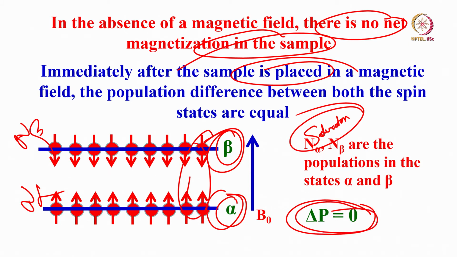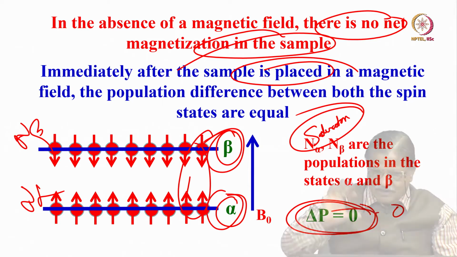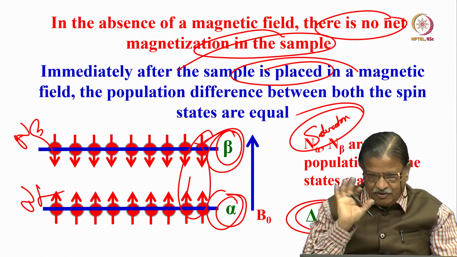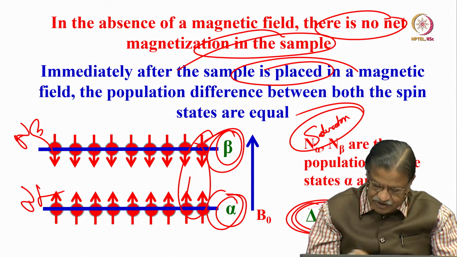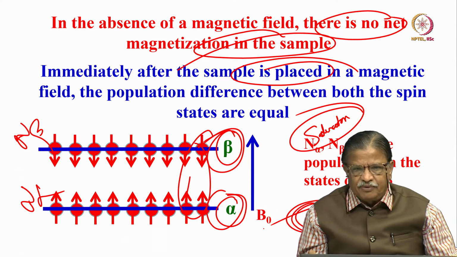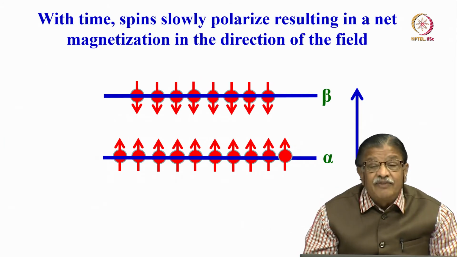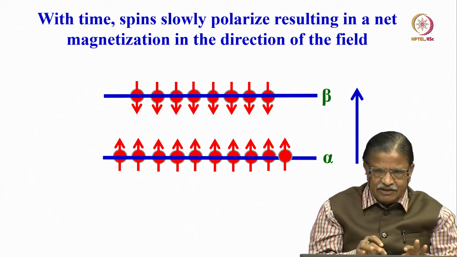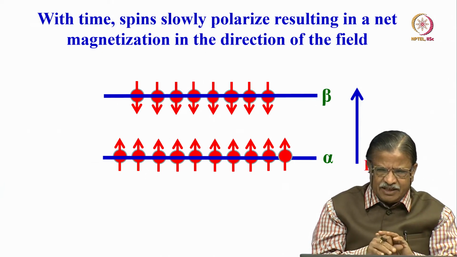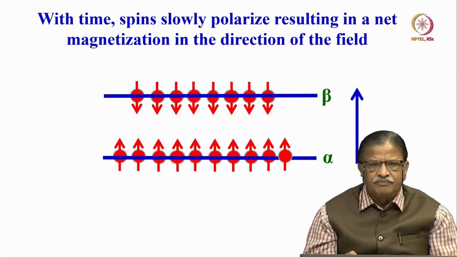Delta P is 0. Remember, don't get confused with the previous delta P, where I was talking about the difference in phase coherence, the selection of the coherence path. That is different. This is the population difference I am talking about. Delta P is equal to 0. Wait for some time. Don't do anything. Put the sample. Immediately there is no magnetization. There is a saturation condition. Population difference is 0.